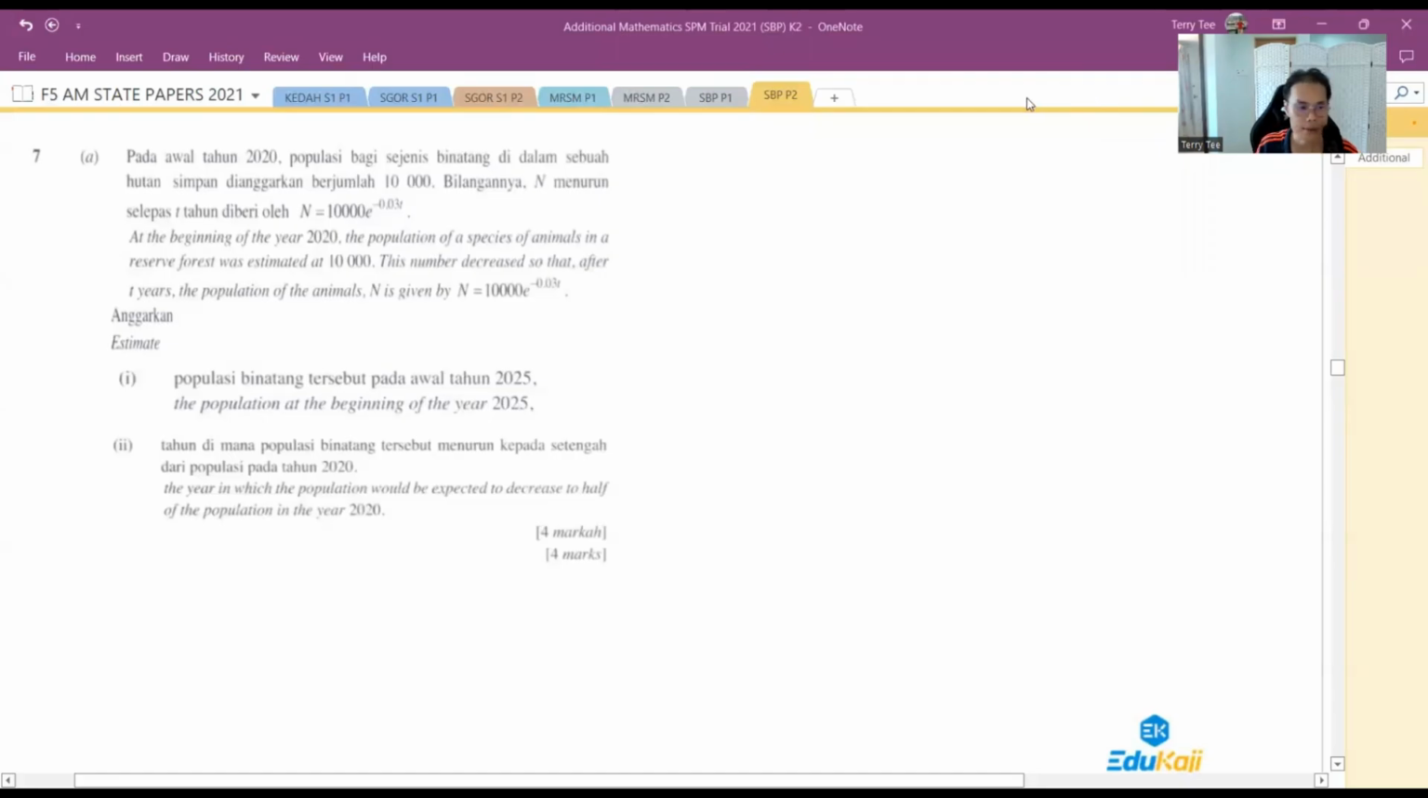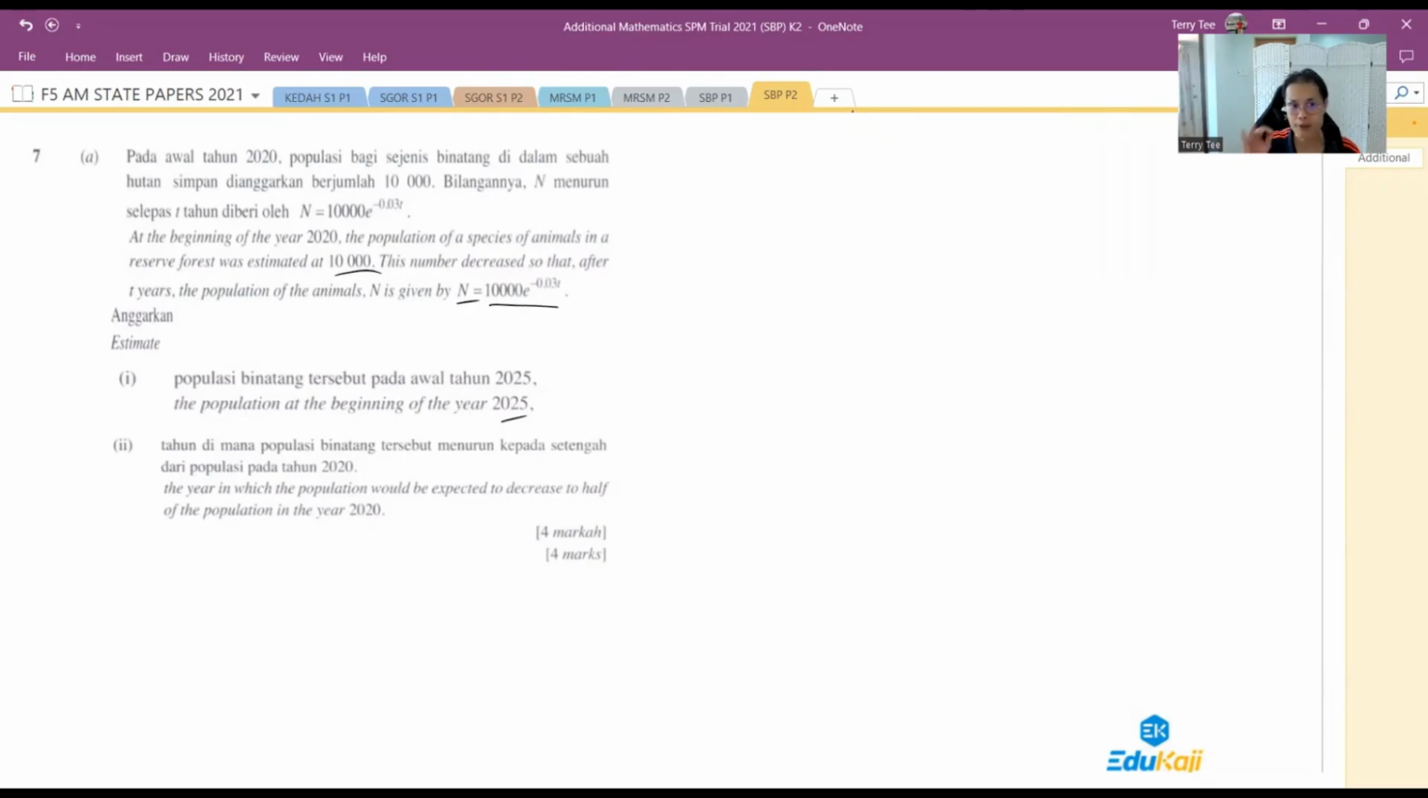Okay, question number 7. This is your Form 4, Chapter 4, Indices, Surds, and Logarithm. So here, at the beginning of the year 2020, the population of a species of animal in a reserve forest is estimated at 10,000. The number decreases, so that after T years, the population is given by this function. Estimate the population at the beginning of the year 2025.